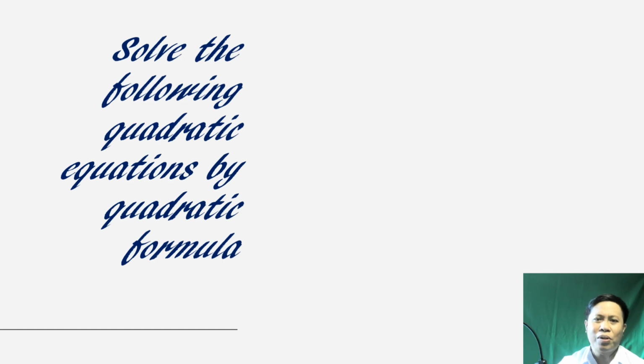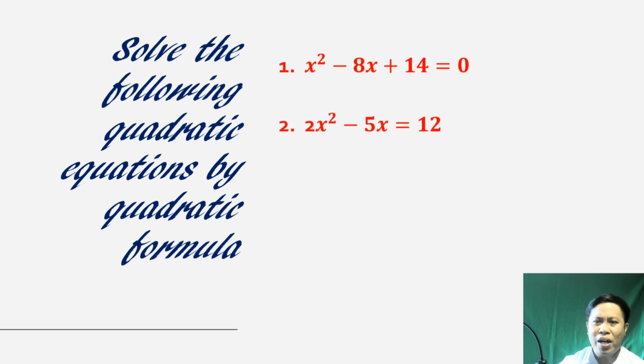And let us have exercises. Solve the following quadratic equations by quadratic formula. The first equation is x squared minus 8x plus 14 equals 0. Second is 2x squared minus 5x equals 12. And the third one is 3x squared plus 4 equals negative 7x. Okay, so you can try to solve this one. You pause the video first so that you have time to solve. And after you solve, you continue watching so you could be able to compare your answer.